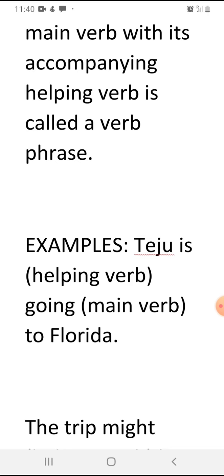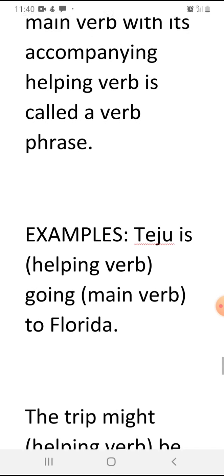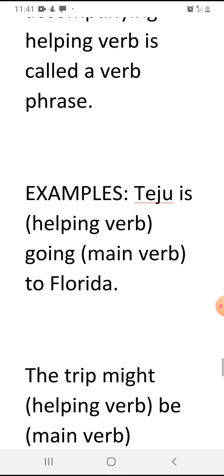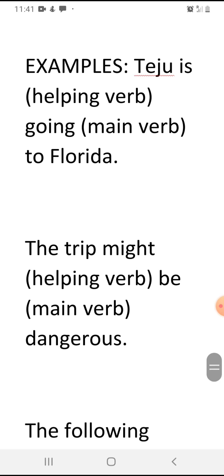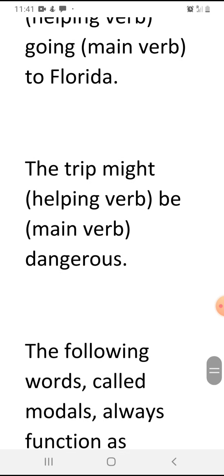In this sentence, Teju is the subject, going, the ing form of the verb, is the main verb, and is is the helping verb. The trip might be dangerous. In this sentence, might is the helping verb. Be is the main verb.